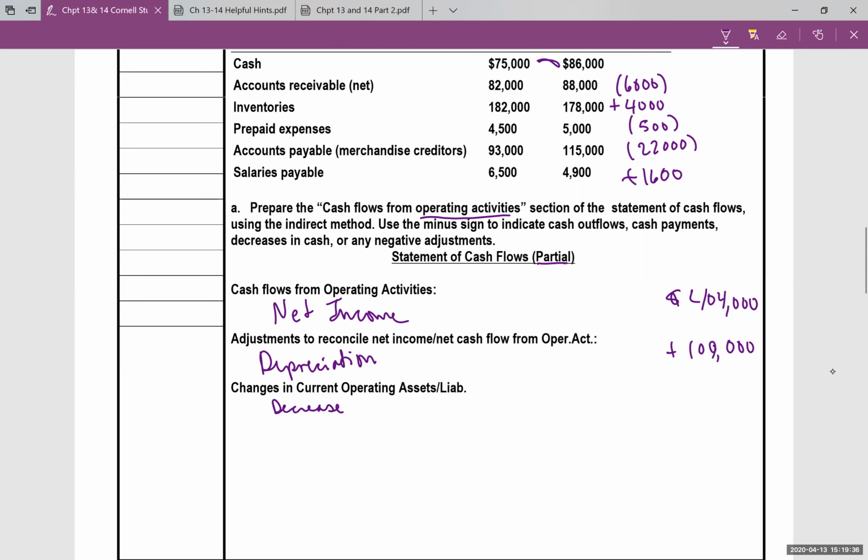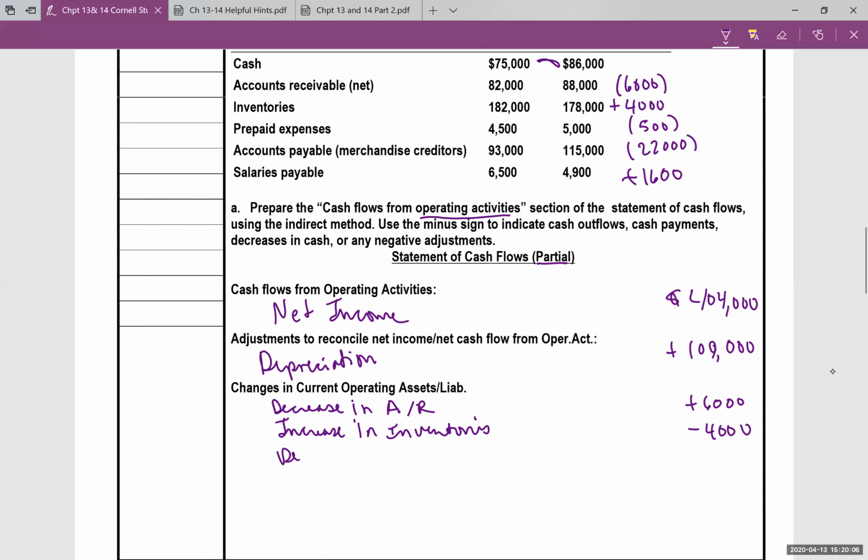There was a decrease in accounts receivable. That is going to be plus 6,000. Why? Because if you think about it, if there was a decrease, that means customers paid in more money. There was an increase in inventories. So you used your cash and you bought more inventory. Okay, so that's actually a minus there.